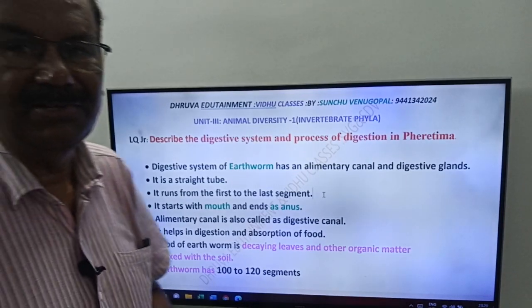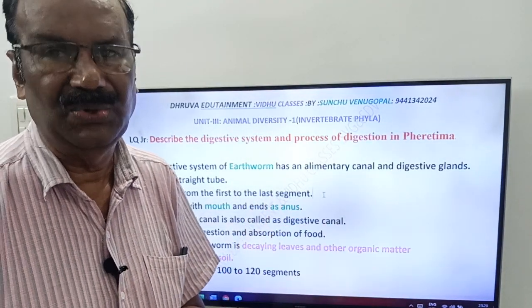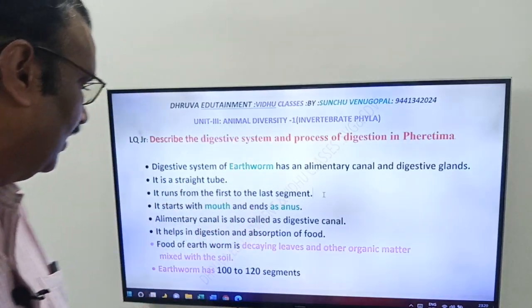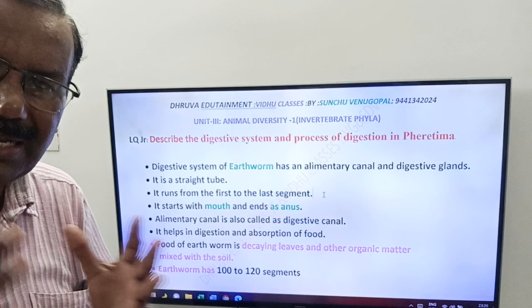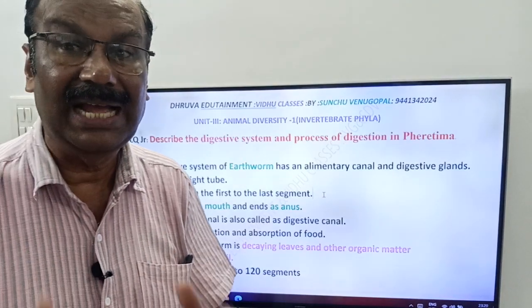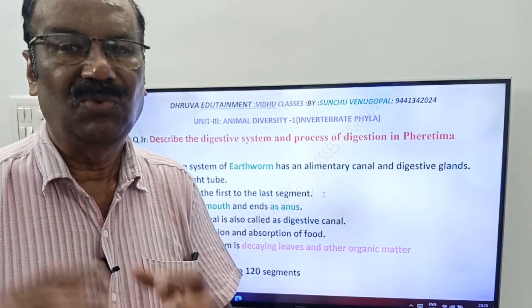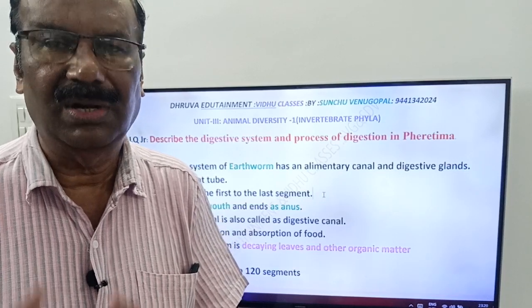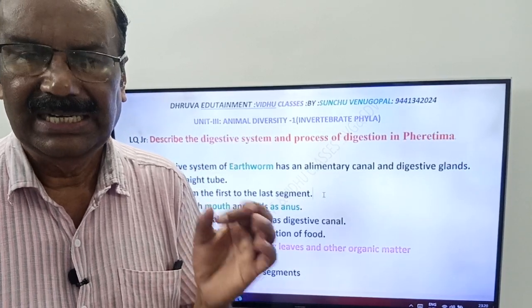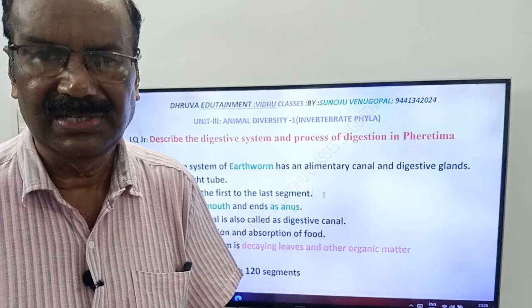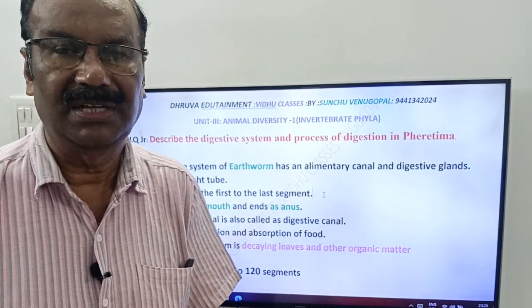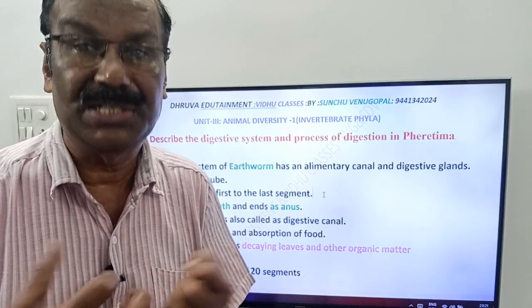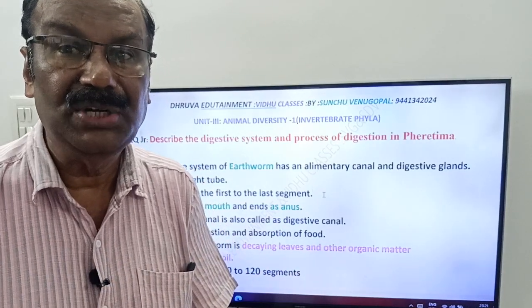This alimentary canal is also called the digestive canal, you know it. What is its function, friends? It helps in digestion and absorption of the digested food. What are the functions of the alimentary canal? It has two important functions: it helps in digestion, and it helps in absorption of digested food into the blood.